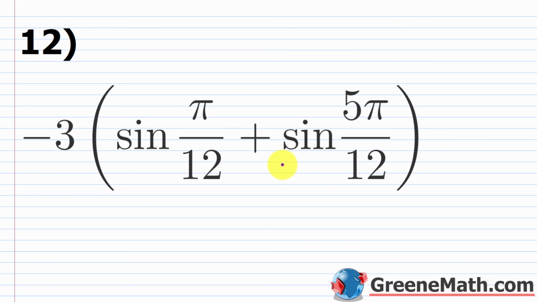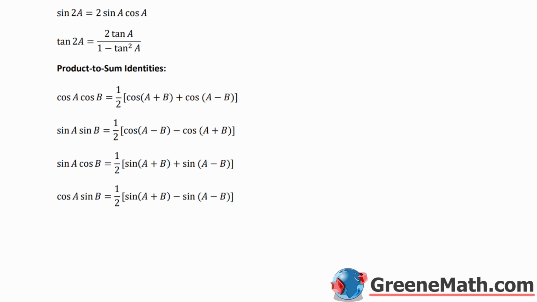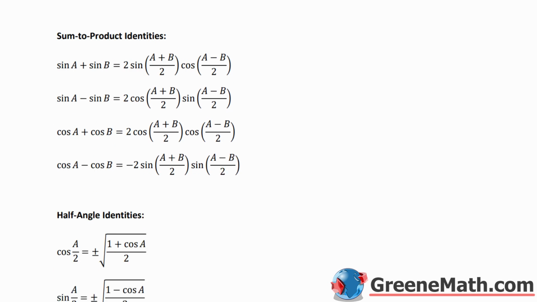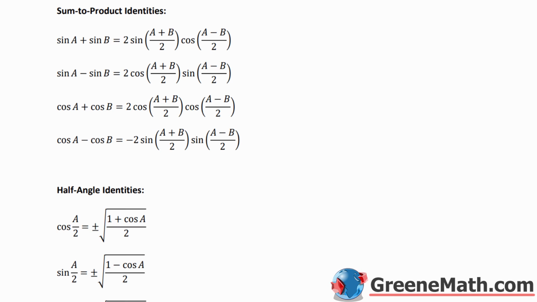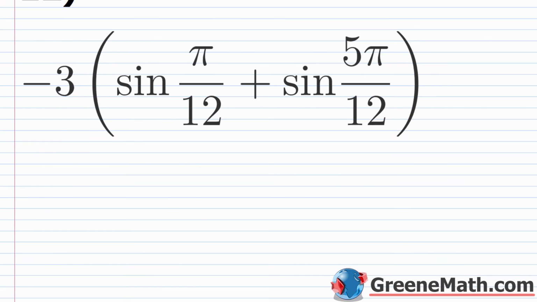All right, let's take a look at problem number 12. So we have -3 times the quantity, sine of pi over 12, plus the sine of 5 pi over 12. Okay, so let's go back to the little handout. And in this case, what you're going to want is this first guy right here. So sine of A plus sine of B equals 2 times the sine of A plus B over 2 times the cosine of A minus B over 2. So let's scroll down just a little bit.